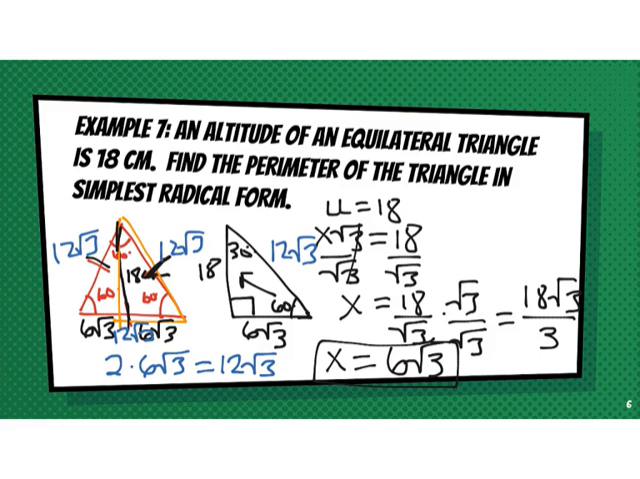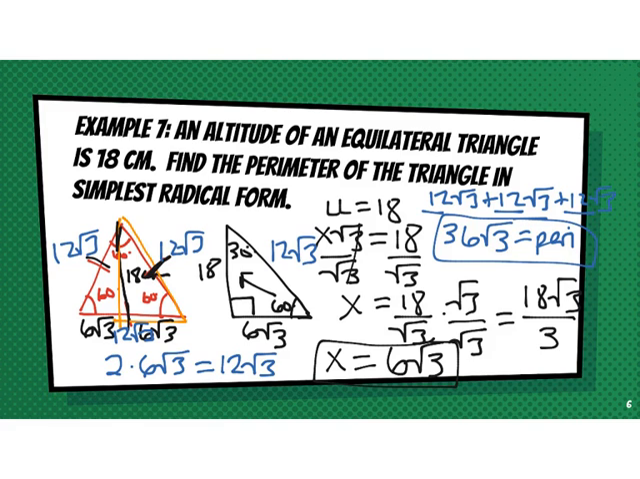We are trying to figure out our perimeter. So our perimeter, if we add up 12 square root 3 plus 12 square root 3 plus 12 square root 3, we get 12 plus 12 is 24, plus another 12, we get 36 square root 3. This equals our perimeter. It's a little messy, but we got it. We figured out that these will be centimeters, and we left it in simplified radical form.